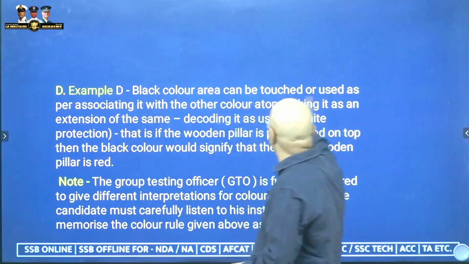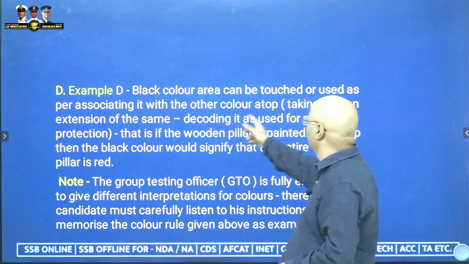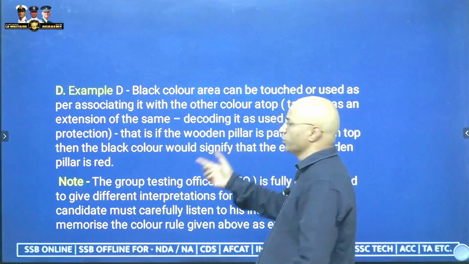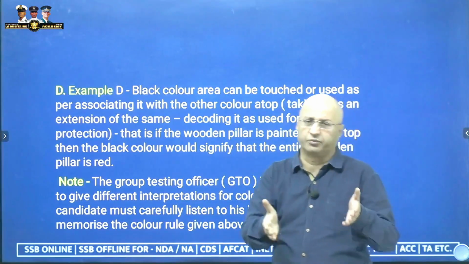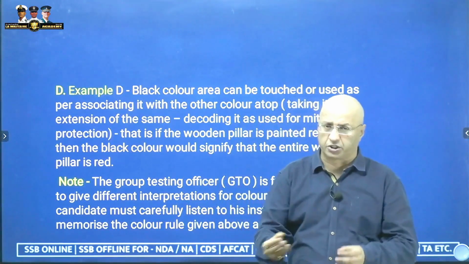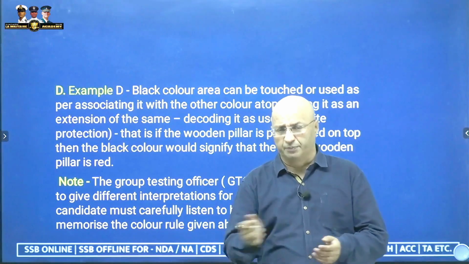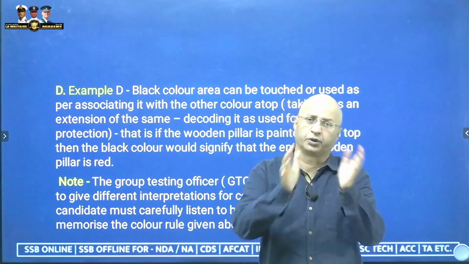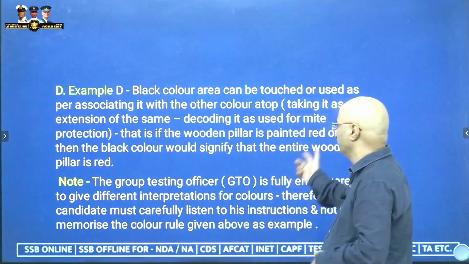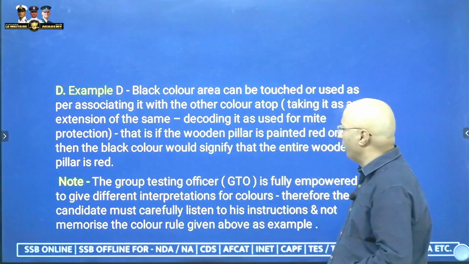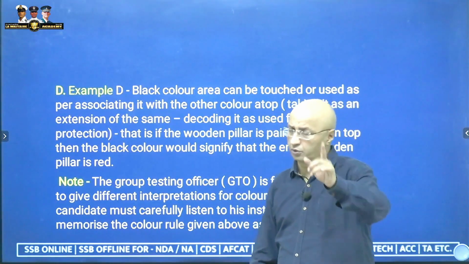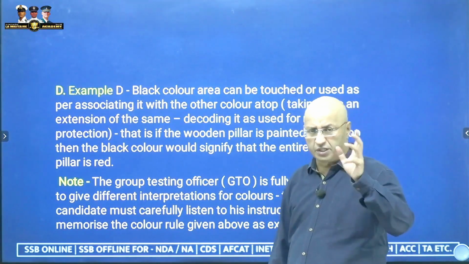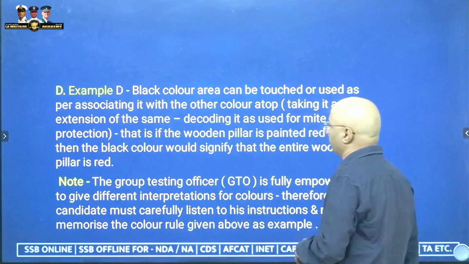Black color area can be touched or used as per its association with the other color, as I have already told you. The same coding is used for termite protection. They say that way we've done it for termite protection because it is in the ground. Then they put charcoal and other kinds of medication, so they put it black. So you have to understand that. The group testing officer is fully empowered to give a different interpretation of color, as I have told you. Therefore the candidate must carefully listen to his instructions and do as per that.